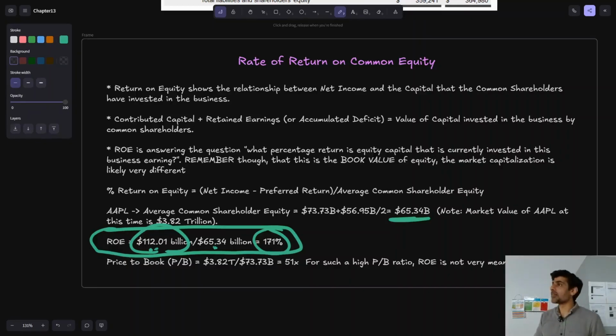So the book value is not always useful, especially for tech companies that have a very low book value. But for insurance businesses, there are some businesses that trade very close to the book value. The market value and the book value are more aligned. Okay. Yeah. So here, 3.8 trillion divided by 70. So Apple trades for a 51x price to book value. Okay. And in that case, the return on equity is not very meaningful.